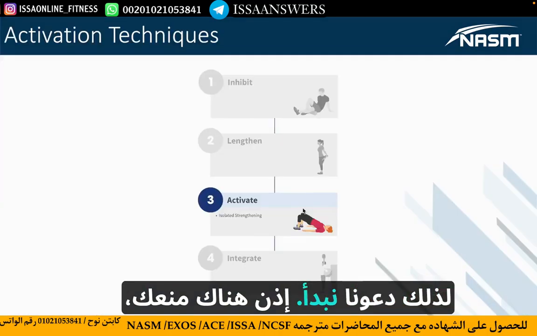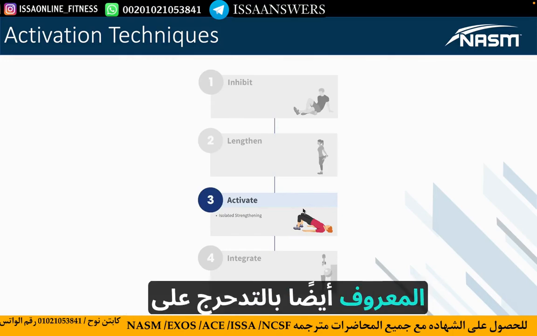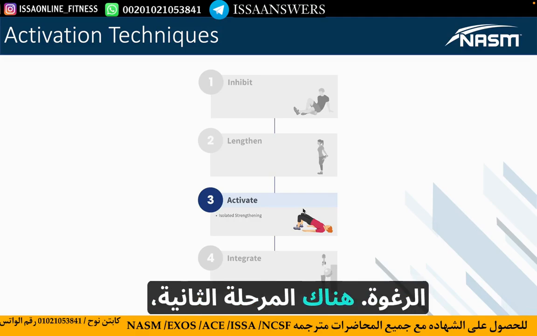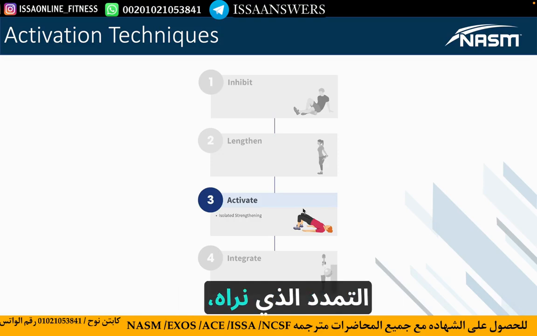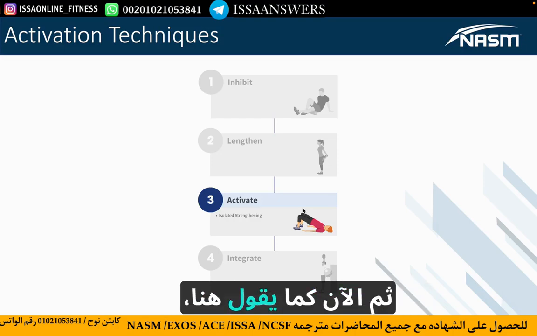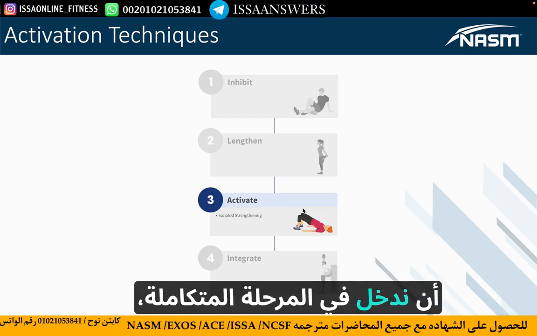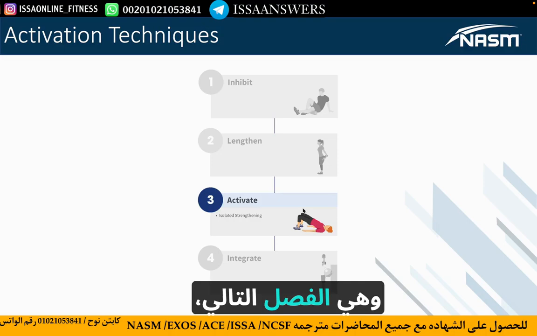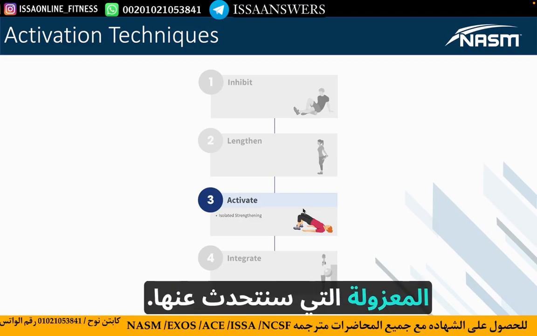So let's pop in. So there's your inhibit. That's more of your self-myofascial release, aka foam rolling. There's your stage 2, which is your lengthening techniques, which is more of that stretching component versus the myofascial release. And then now, like it says here, isolated strengthening or the activation phase, before we get into the integrated phase, which is phase 4, the next chapter, which is more about the dynamic movement versus the isolated movement that we're going to talk about.